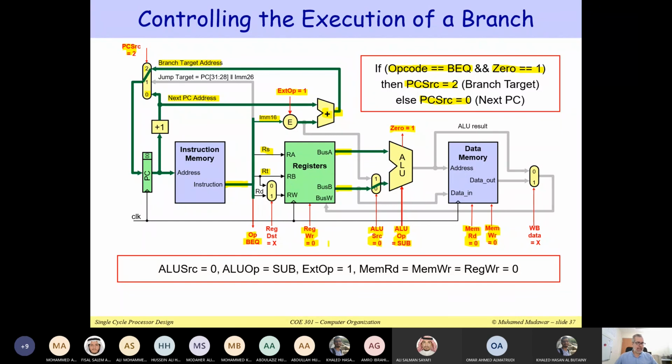Since we are not writing anything into the register file, register destination can be don't care, anything. It does not really matter. The write back data can be a don't care. So we don't really care about this last multiplexer here, because nothing is going to be written back into the register file.